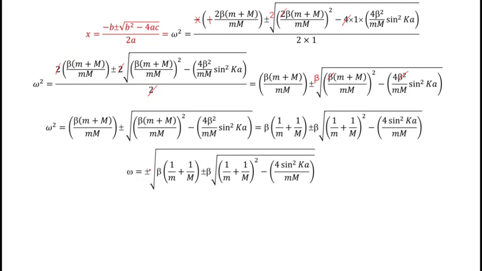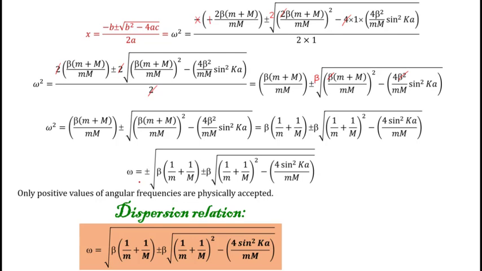Thus omega can be written as plus minus root over this term. Now since omega is angular frequency and only positive values of angular frequencies are physically accepted, so we ignore the negative value. So omega comes out to be this, and this is the relation between omega and k here, which is known as the dispersion relation. And if you can see, this dispersion relation involves parameters like a, small m, capital M, and beta. These all are structural parameters. Beta is the spring constant, which is nothing but related to the bond strength between the two atoms in the diatomic chain.